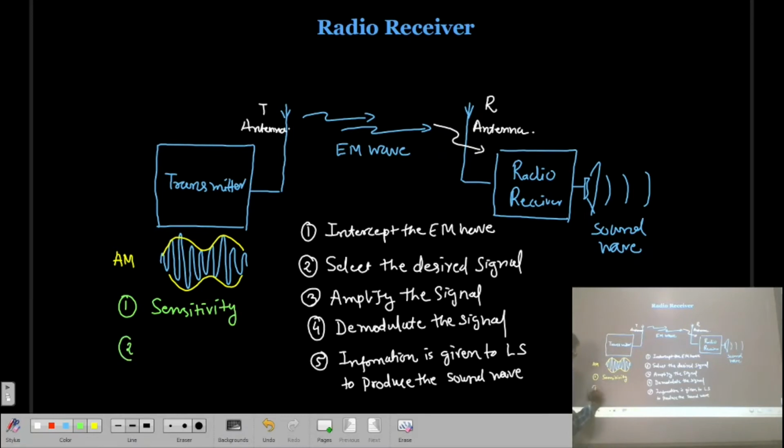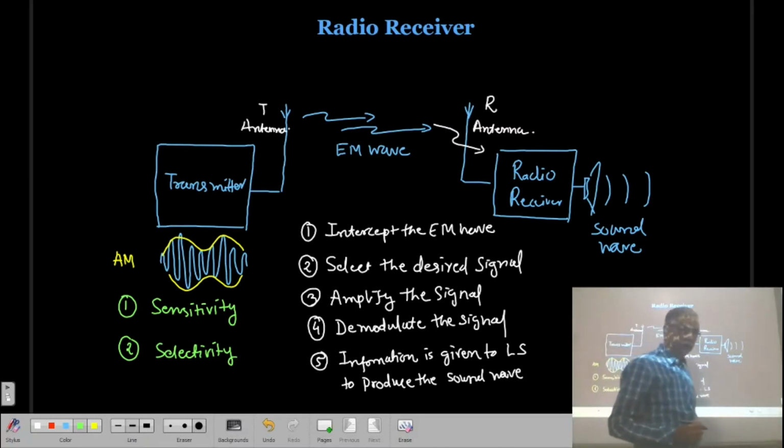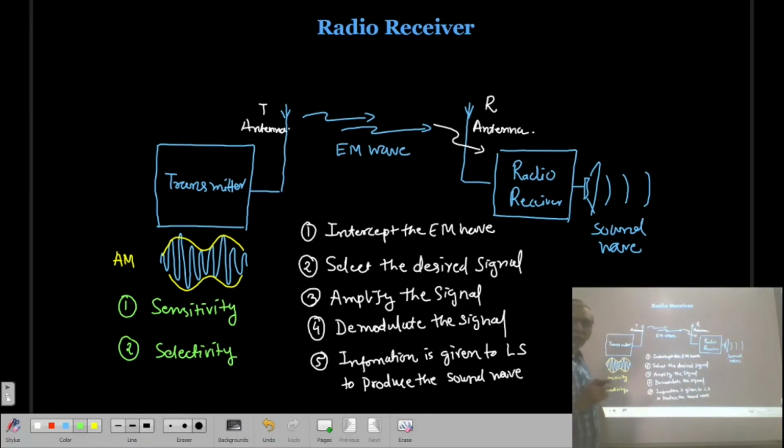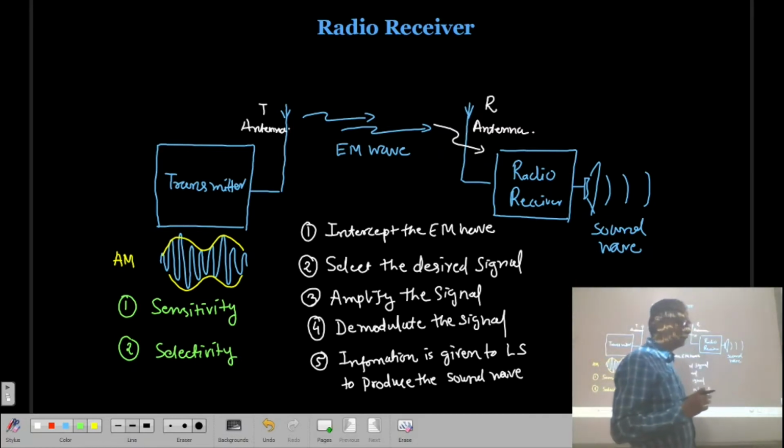And another important characteristic is selectivity. So, how to measure the sensitivity and the selectivity, that we will discuss in a next lecture. Correct? So today we will discuss only a basic block diagram of a radio receiver.